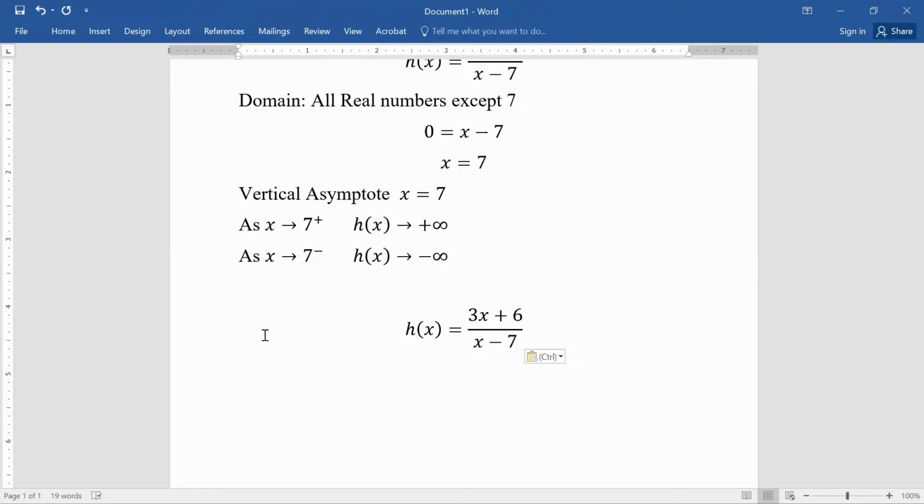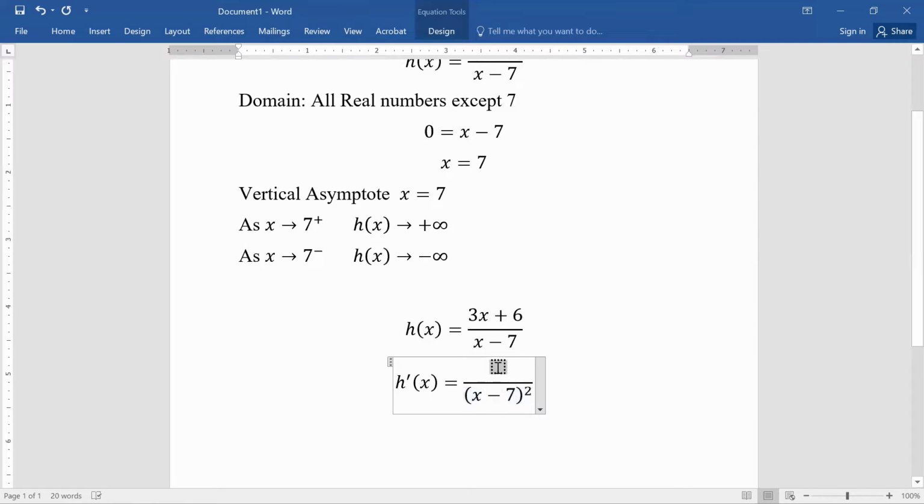We're going to do that by utilizing the first and second derivative. In order to take the first derivative, I'm going to use the quotient rule, which says take the denominator and square it. The numerator becomes derivative of the numerator, that's 3, times the normal denominator minus normal numerator multiplied times the derivative of the denominator.